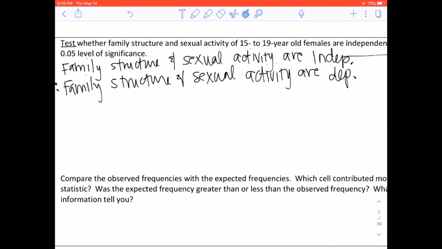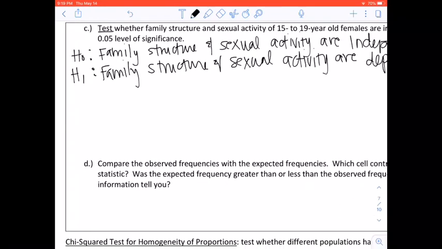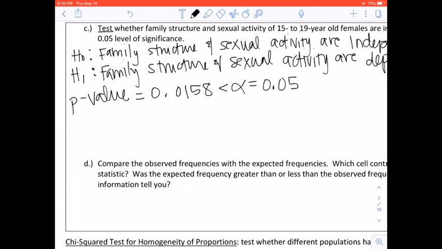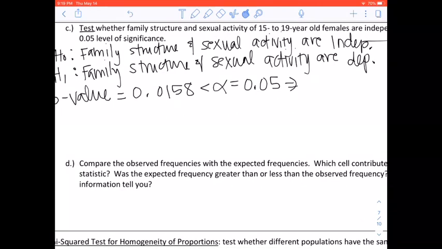And we saw earlier our p-value is going to be 0.0158, which is less than alpha, which was equal to 0.05. And this means we are going to reject our null hypothesis.